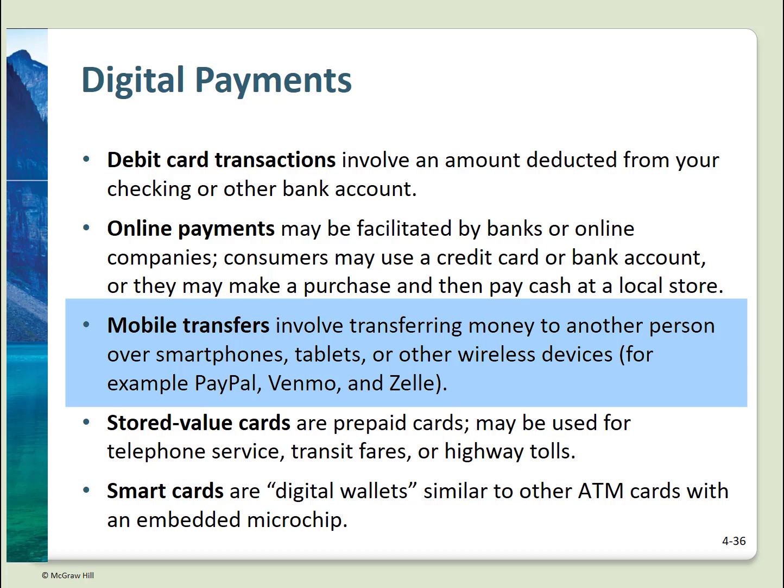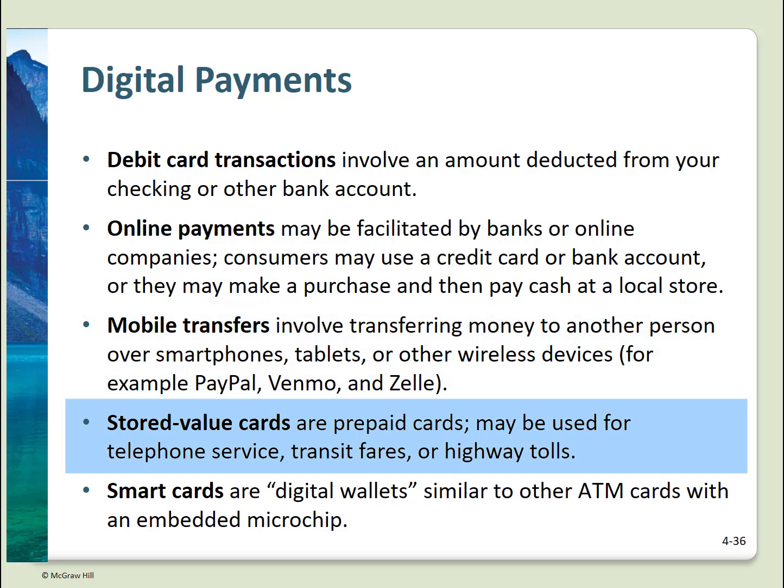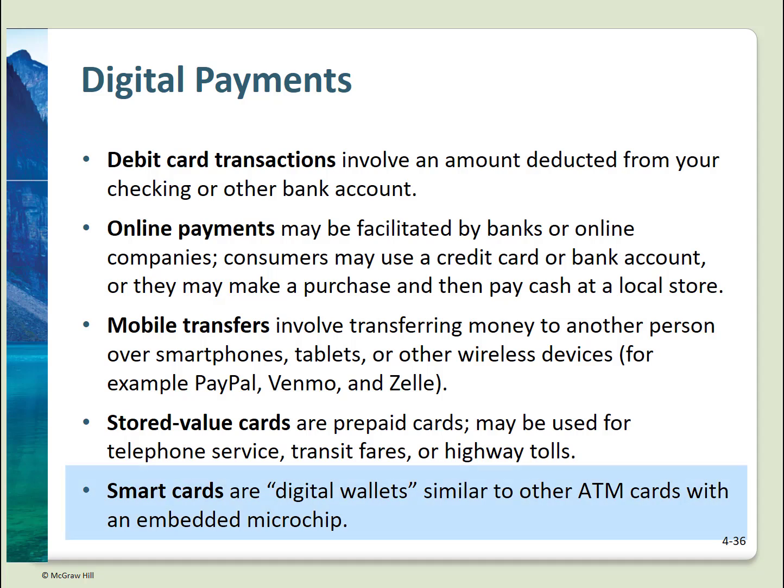PayPal, Google Wallet, Venmo. Be careful. With your credit card, you're protected somewhat against fraudulent access. Not so much with your bank account. Stored value cards. These are just basically prepaid cards. Telephone and tolls are common. Gift cards fall in this category. And smart cards. We're moving in this direction with chipped cards. The talk now is that this will expand with fingerprint ID cards.